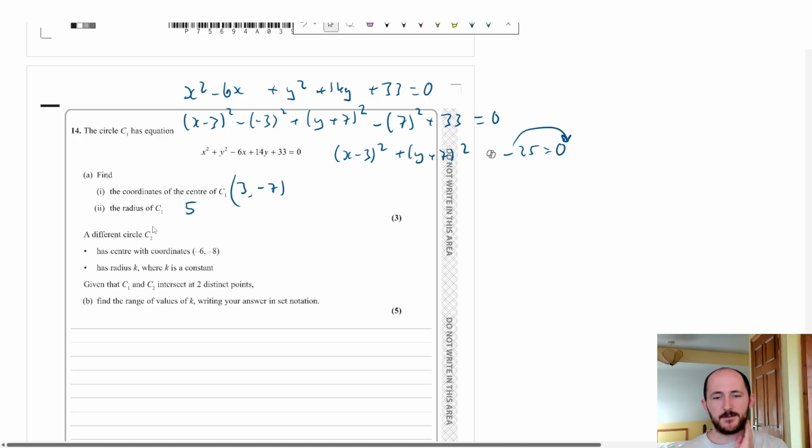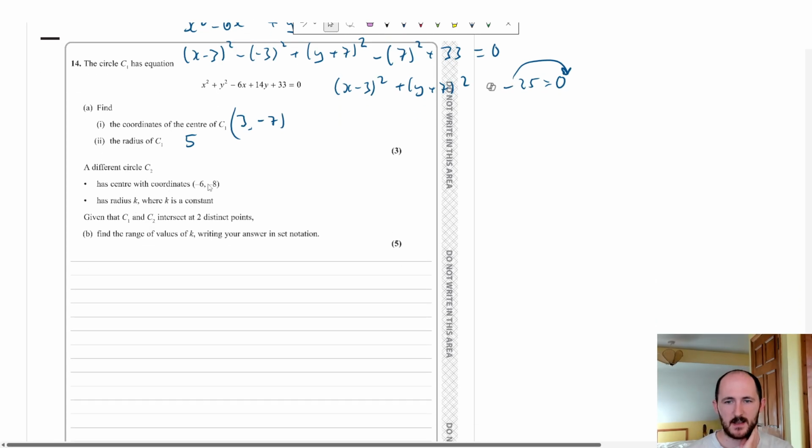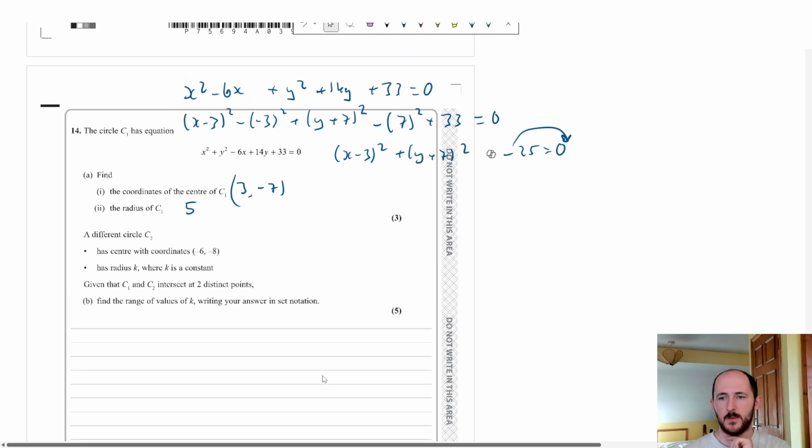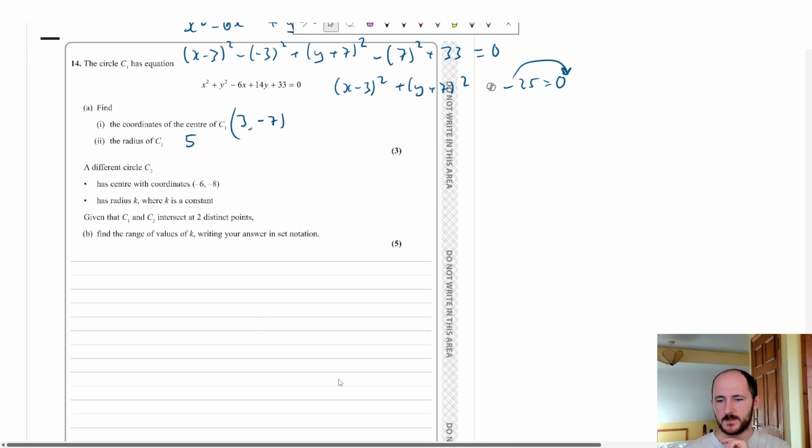Cool. A different circle, C2, has a center with coordinates minus 6, minus 8, but the radius is k. Given that they intersect at 2 distinct points, find the range of values for k. Well, as I mentioned, let's draw some stuff out.